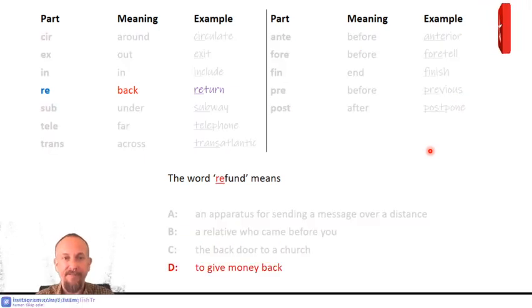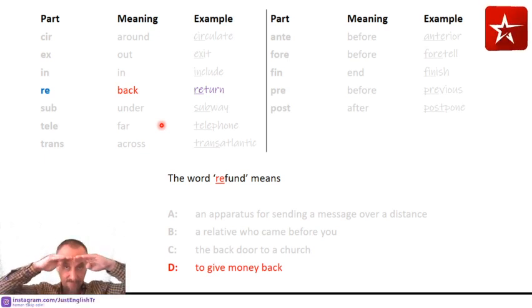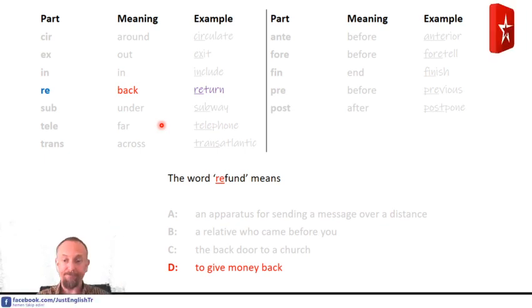And the correct answer is D. We have that word back. And if you remember, before the break time, we had recede. So re here meant to go back, a hairline that goes back.